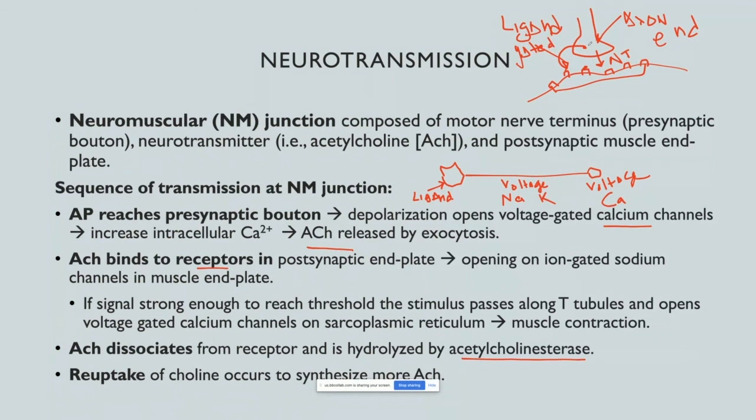So that's the process that happens at the neuromuscular junction: reuptake of choline after acetylcholinesterase breaks down acetylcholine into choline and acetate. And then, don't forget these ligand-gated channels that will let sodium in, initiating another action potential. And that's, in a nutshell, how neurotransmission, or in this case, neuromuscular transmission occurs.